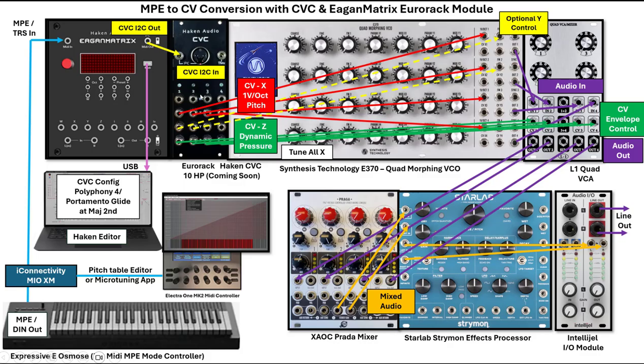Once I have the CVC connected, then I can start connecting things to my Eurorack setup. In this case, I'm going to use a Synthesis Technology E370. This is a quad morphing VCO. It will allow me to play 4 voices in parallel. I'll set them in this case to a simple sawtooth configuration. So what I'll do here is I'll take the X 1 volt per octave outputs and I'll put those into the 1 volt per octave inputs of this 4-voice module.